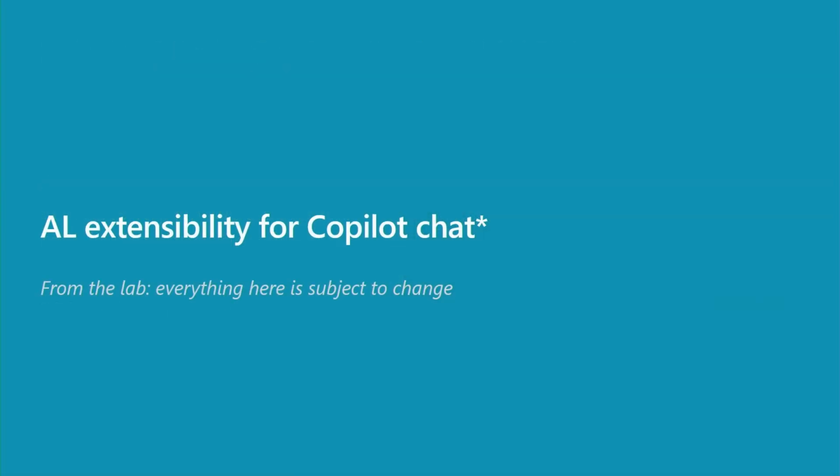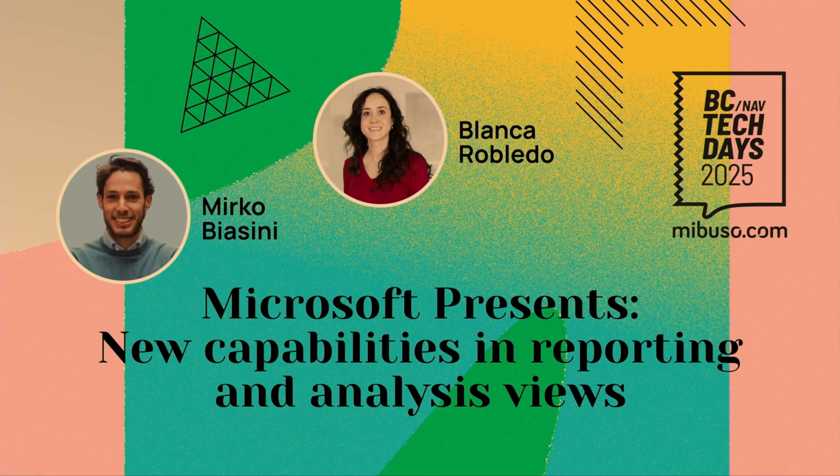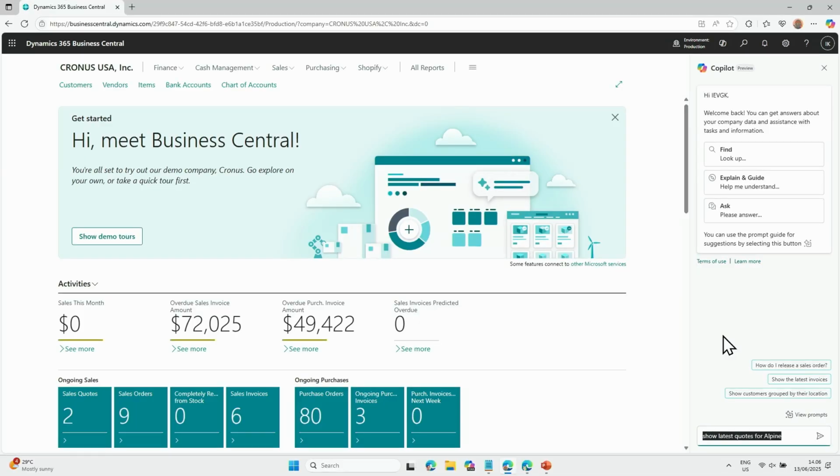So I'm going to switch to my PC. I'm in Business Central, and I'm opening a chat. Chat is a great tool. It has some predefined skills or capabilities. So in a chat, you can say, show me latest quotes from Alpine. We'll figure out that quotes mean sales quotes. We'll figure out Alpine probably means a customer. We'll try to help you with that request in a couple of seconds, of course. So let's see how it works.